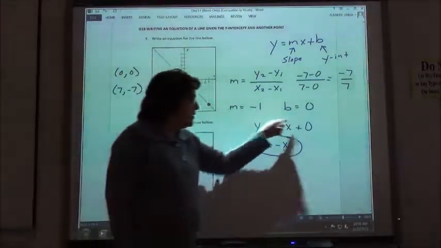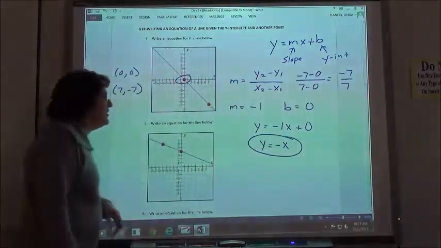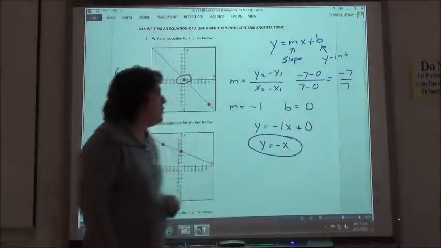Most of them you can't do too much simplifying to. This one just happened to have both things you could do. So negative 1x is just negative x, and then we don't need plus 0.